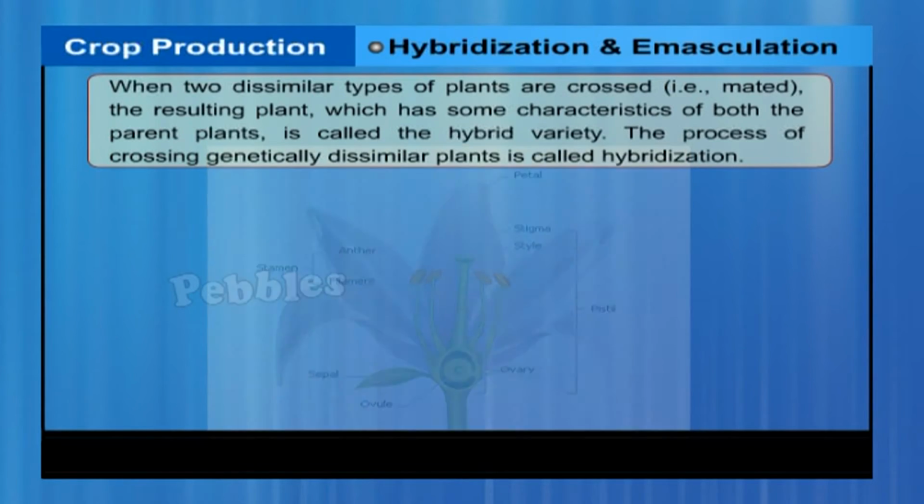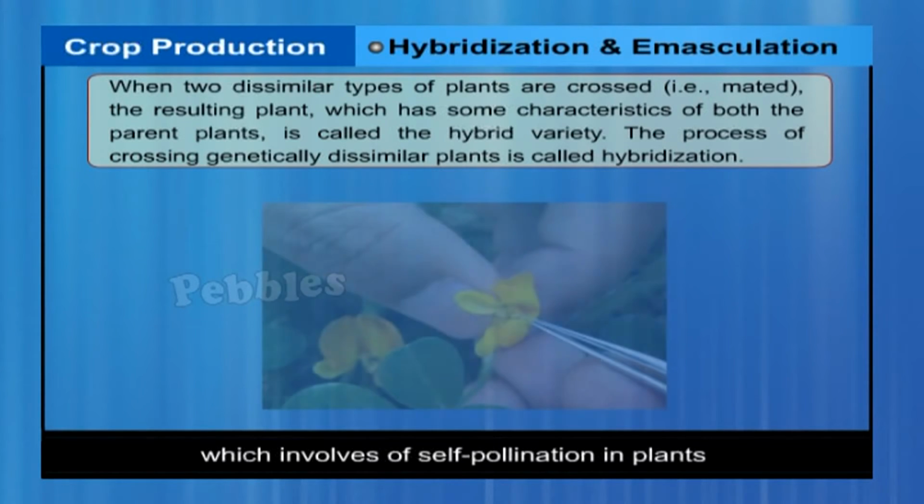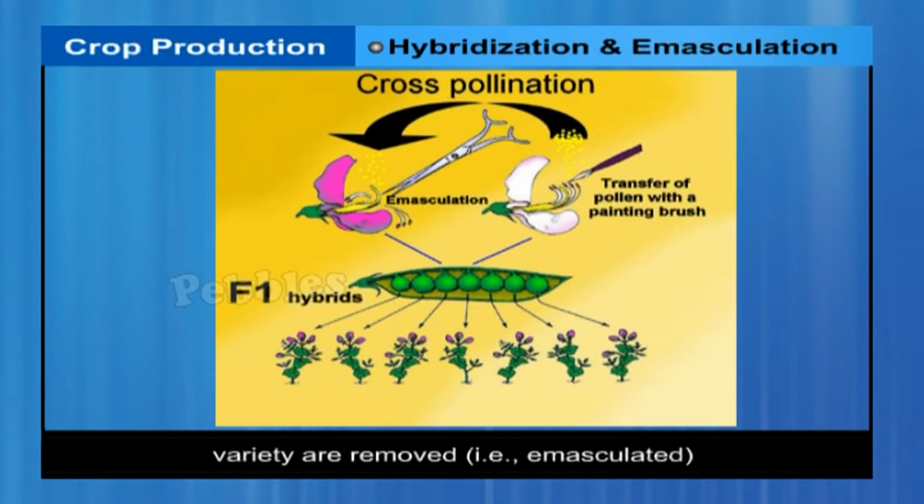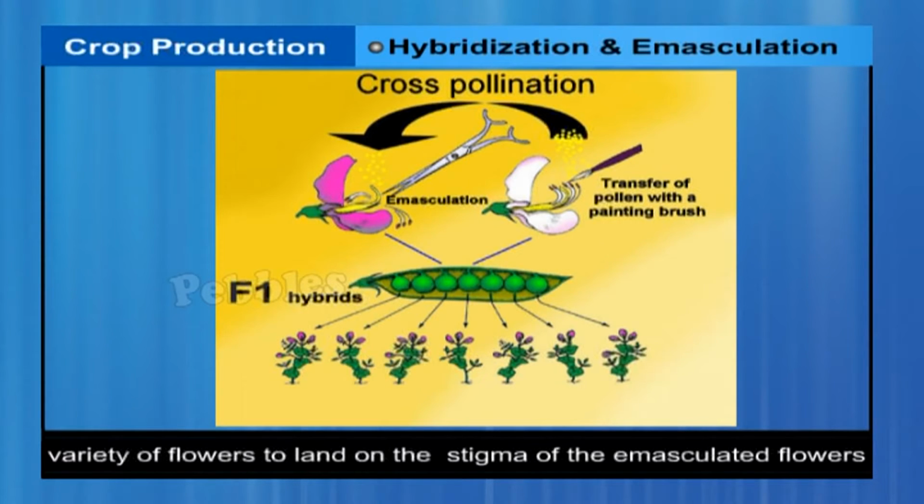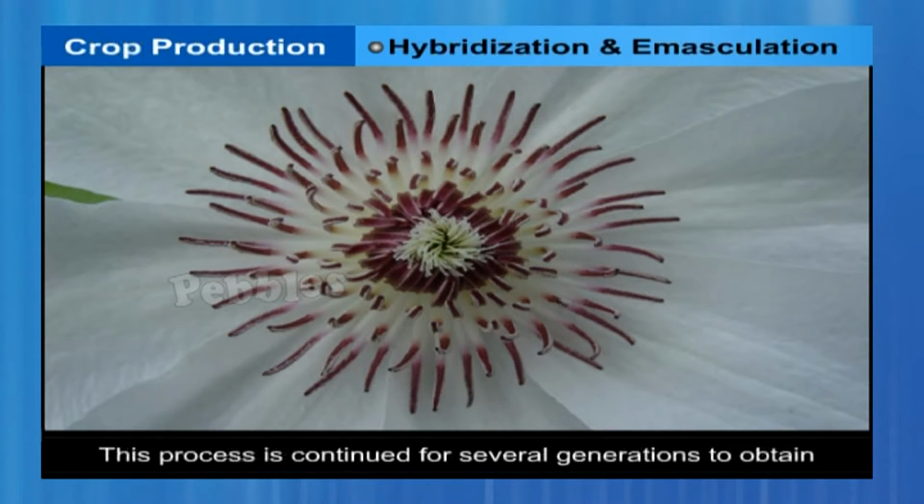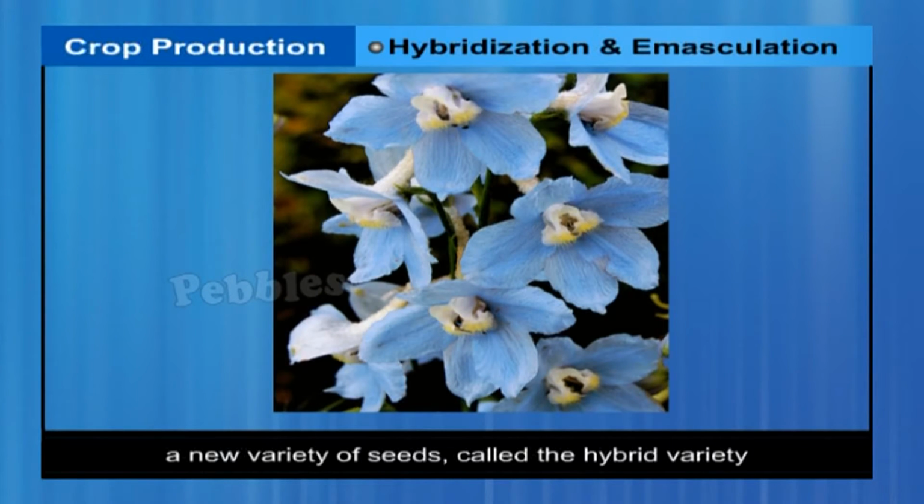Emasculation is a hybridization technique which involves self-pollination in plants. In this technique, the anthers from flowers of one desirable variety are removed, that is, emasculated, to allow pollens from the second desirable variety of flowers to land on the stigma of the emasculated flowers. This process is continued for several generations to obtain a new variety of seeds called the hybrid variety, which possesses the desirable characteristics of both the parent plants.